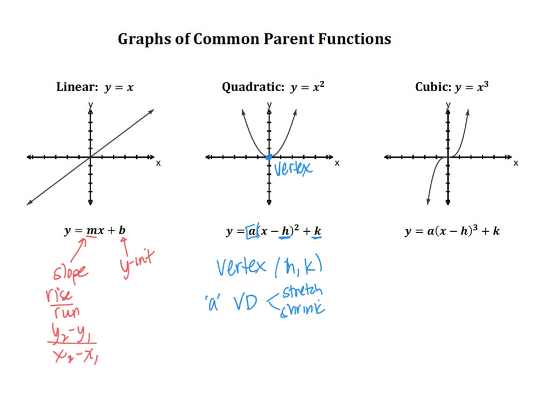Then we have our cubic function here. This is not called a vertex. We usually call this the center of the cubic. The center could also be referred to as h, k, and the a value is also a vertical dilation, so it's associated with a vertical stretch or shrink. And of course, if that a is negative, you would also reflect it over the x-axis.